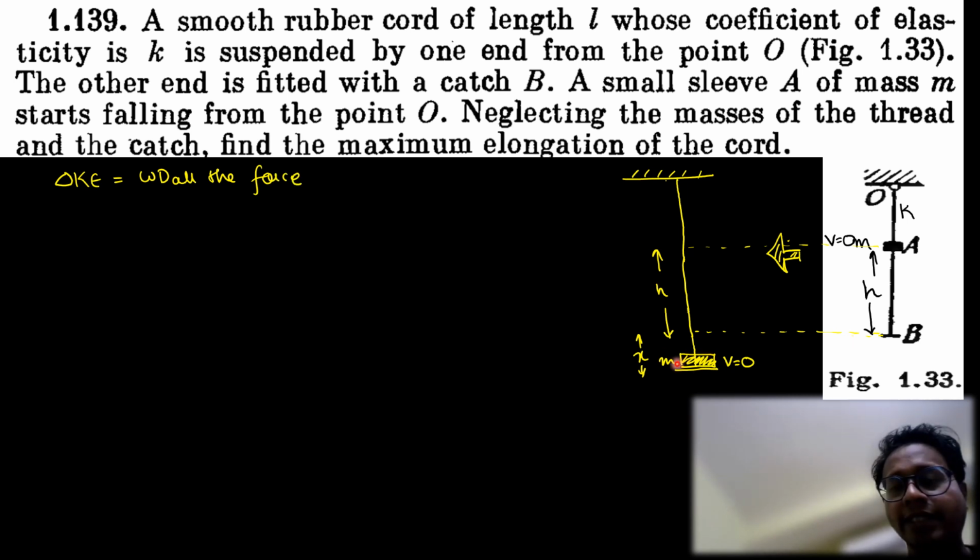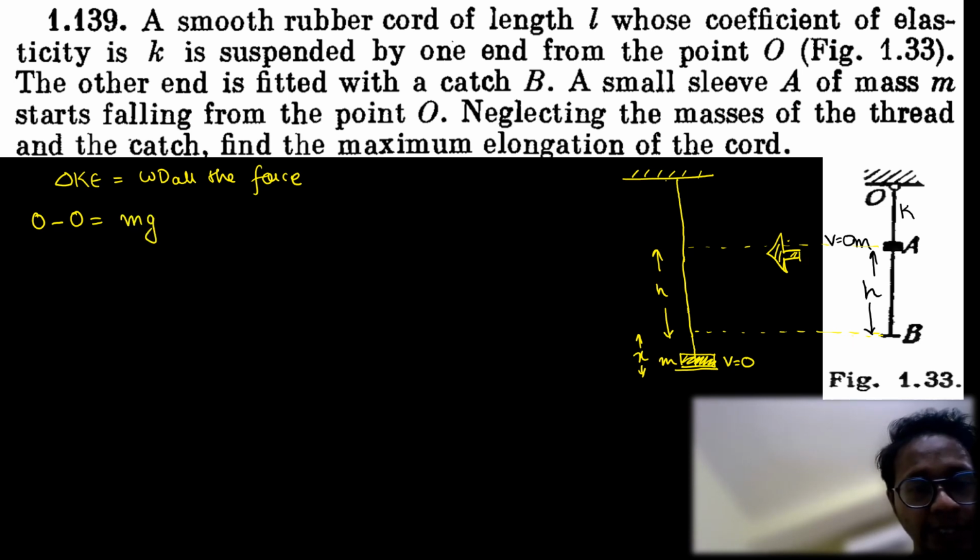Final kinetic energy is how much? 0. What is initial kinetic energy? Initial kinetic energy out here is also 0. It is equal to the work done by all the forces. What are the two forces doing some work out here, from out here to H?